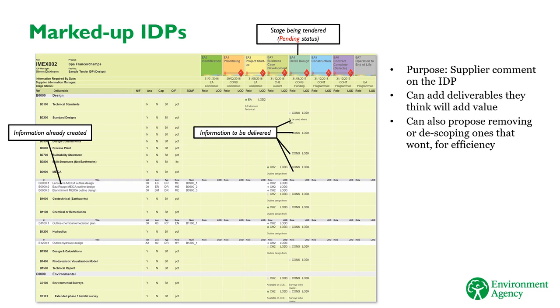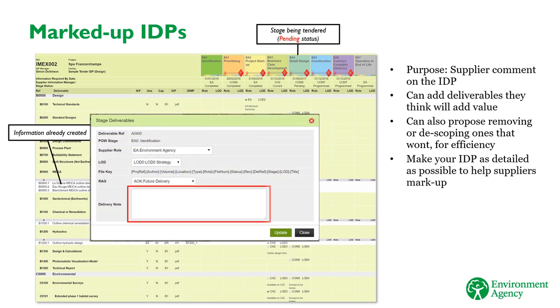To help the supplier in evaluating and marking up IDPs, when you create your IDP, it's always good to give the supplier as much detail as possible about why you're asking for certain things. A good way to do this is to use the delivery note function on the IDP, where you can provide detail on the purpose of the deliverable.